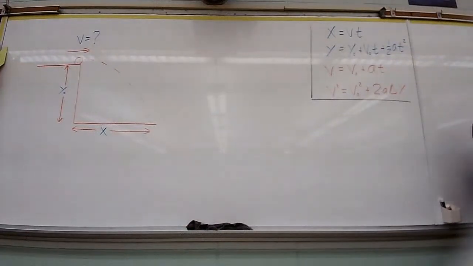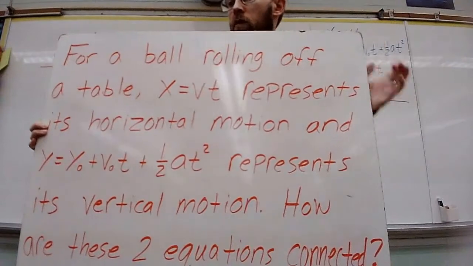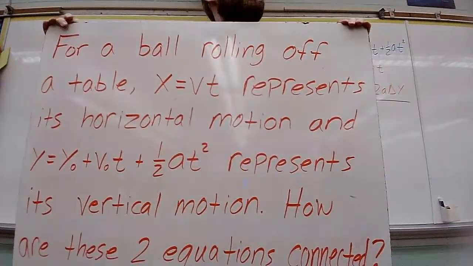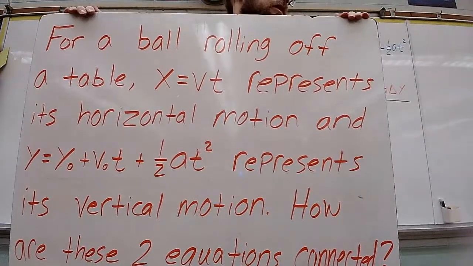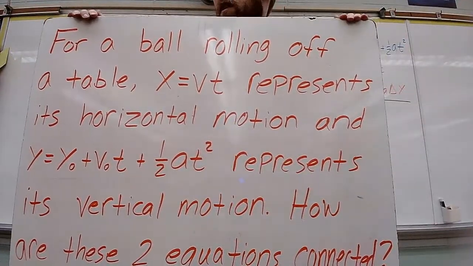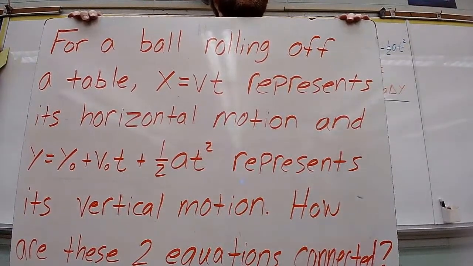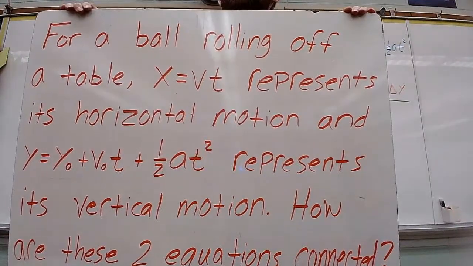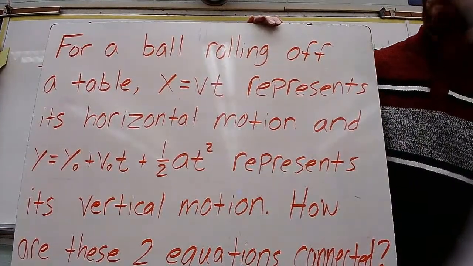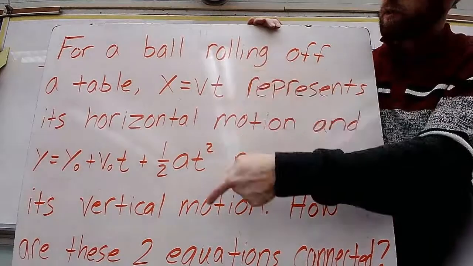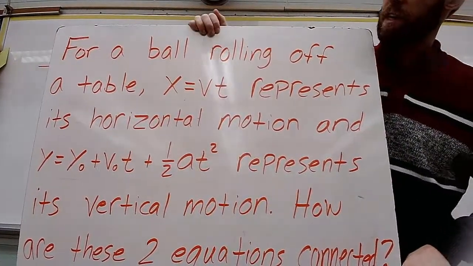Before we jump into the example then, let's take a look at the question that you wrote down. So basically we've got two equations, x equals vt and y equals y original plus v original t plus 1/2 at squared. How are these two equations connected? Time, exactly. If you find time using one of them, you can use that time and put it in the other. That's how these two equations are connected. Otherwise, though, they are very, very different.